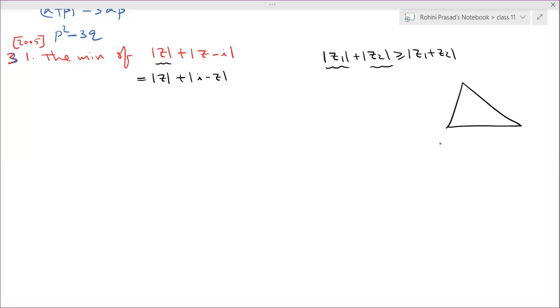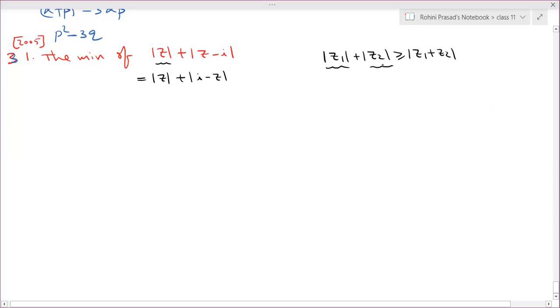Because we didn't confirm that z1, z2 and z1 plus z2 are not collinear. We are taking z1, z2 as any complex numbers. So z1 can be here and z2 can be here. So in that case, the equality holds. Suppose z2 is not on the line of origin and z1. So z2 is here somewhere. Then they'll form a triangle. If z1 and z2 are collinear with origin, then they won't form a triangle. It doesn't matter for us.